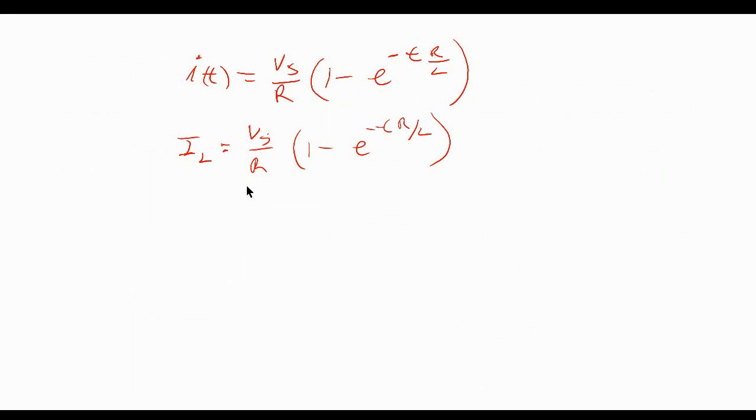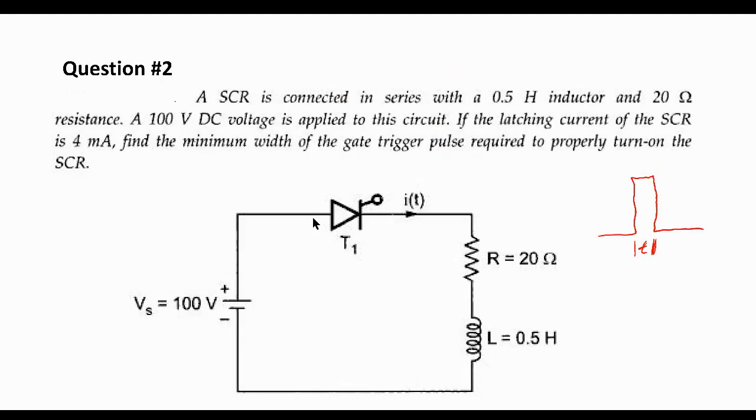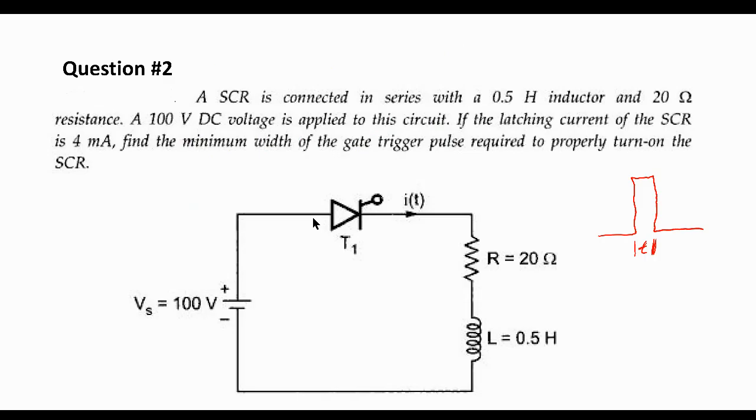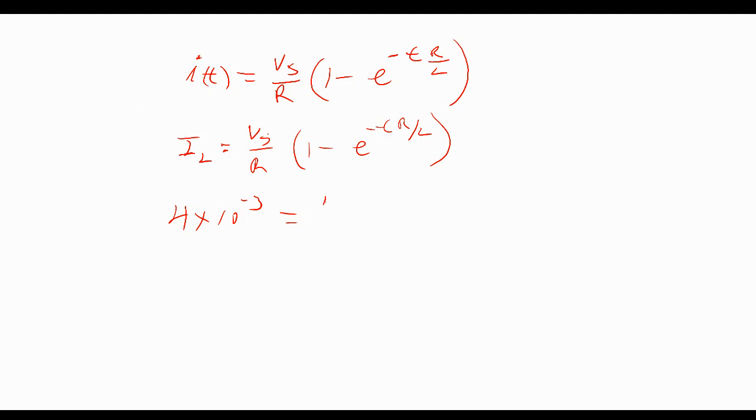So we can now substitute the values. We know our latching current is 4 milliamperes, and the source voltage Vs is 100. What is R here again? R is 20 ohms. So 100 over 20, into 1 minus e to the minus t, and we have R at 20, and L, the inductor here, is 0.5, so 20 over 0.5.